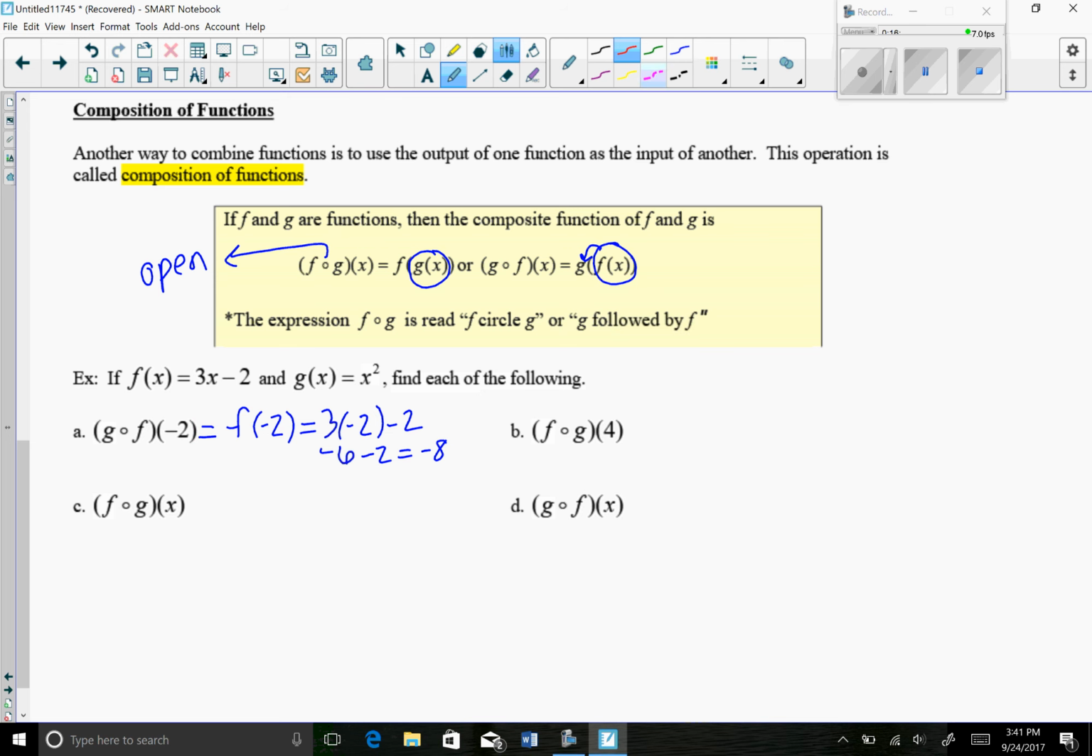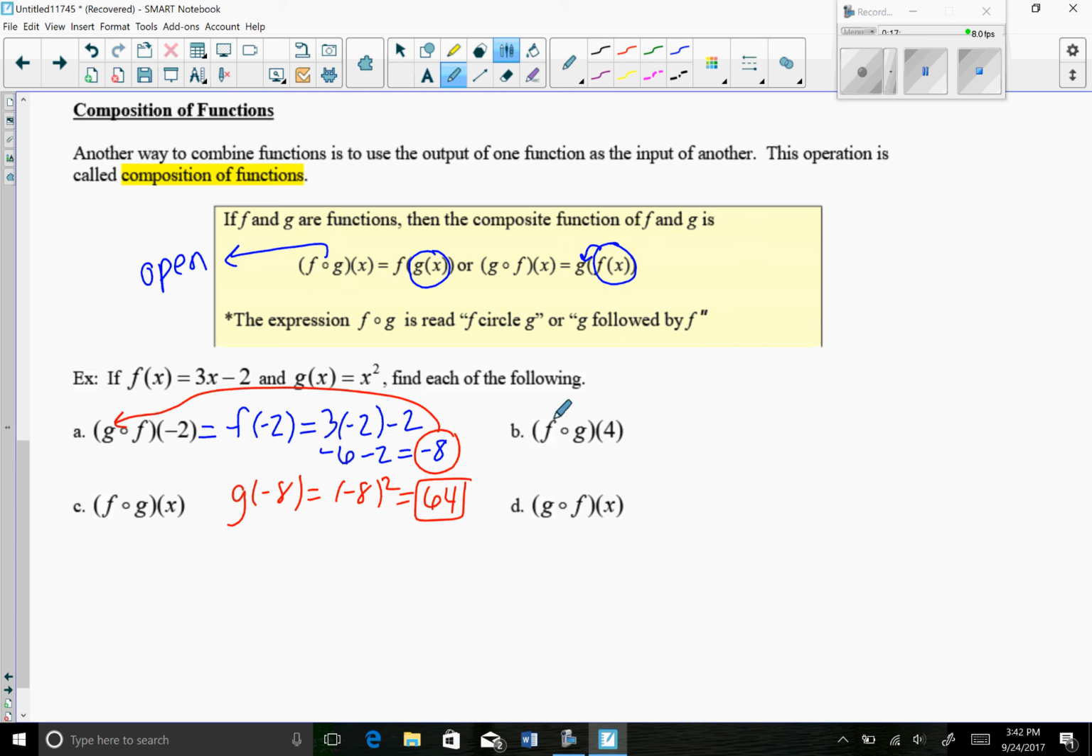So then we're going to take that answer, and this is what f of negative 2 is equal to. So we actually plug that in for g. So we get g of negative 8, which is equal to negative 8 squared, and negative 8 squared is 64. So our entire composition answer would be 64.